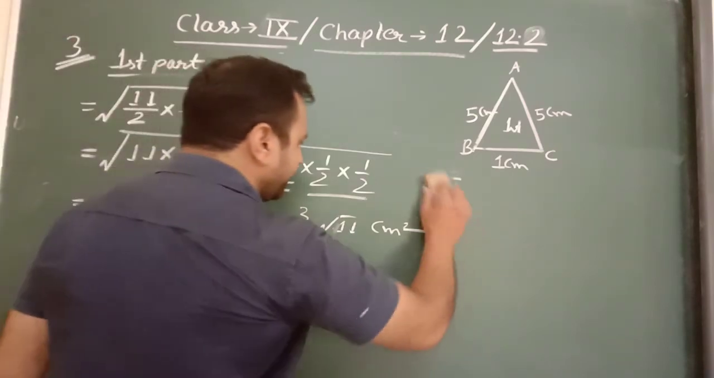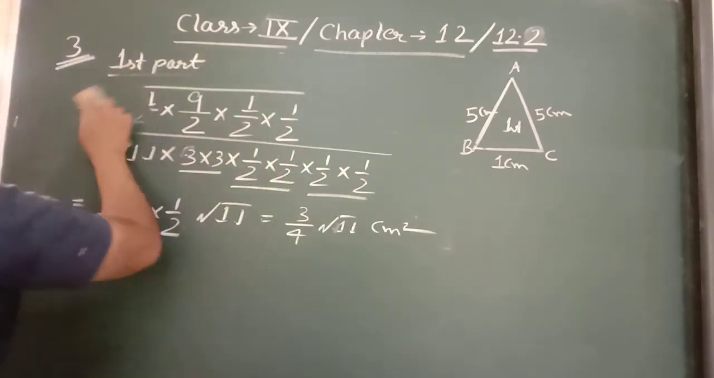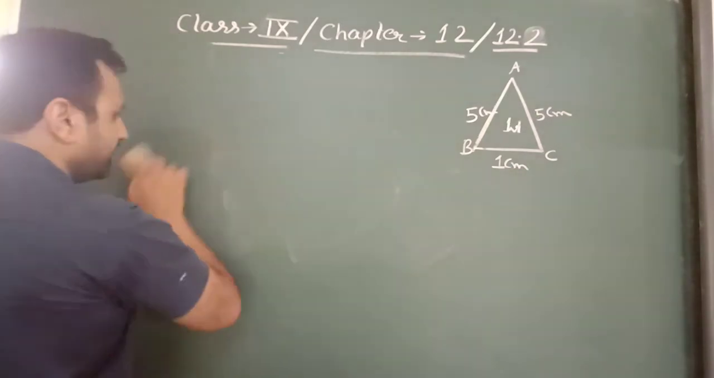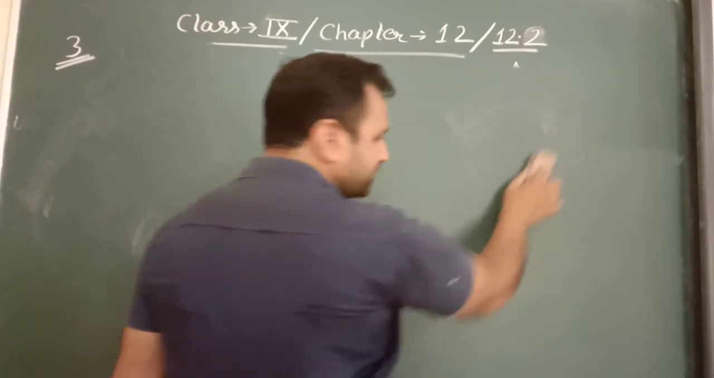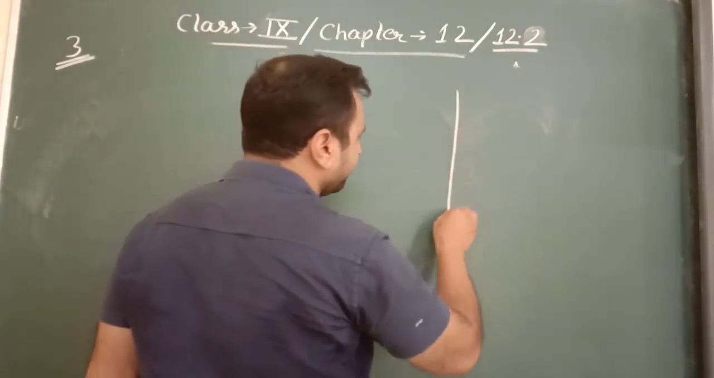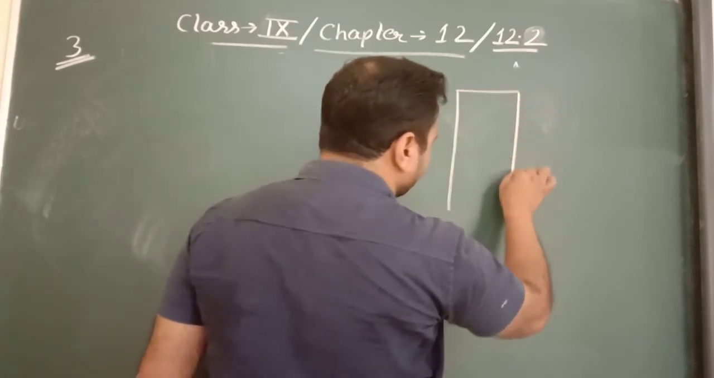Now we have to calculate the area of the second part. The second part is the shape of a rectangle.